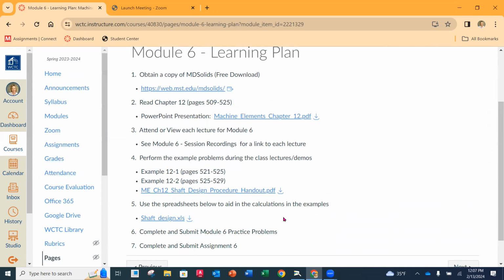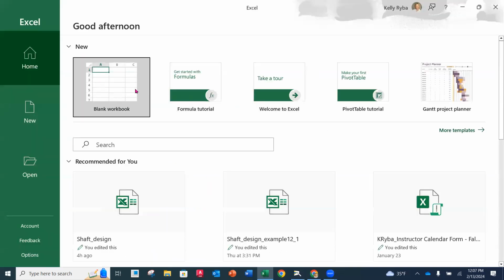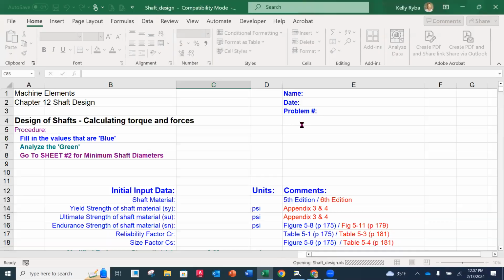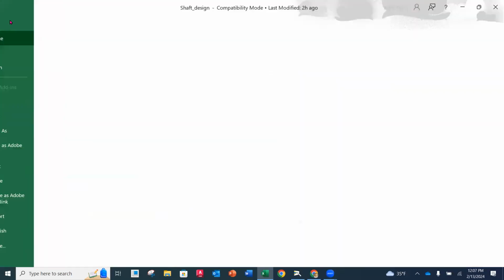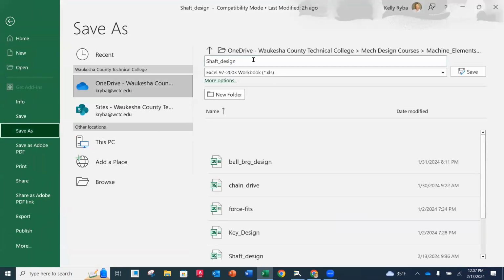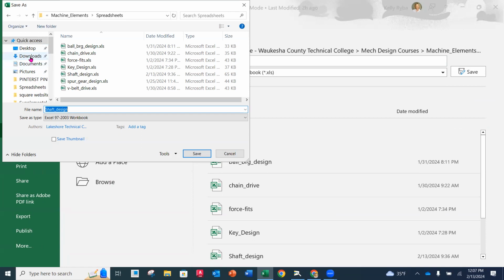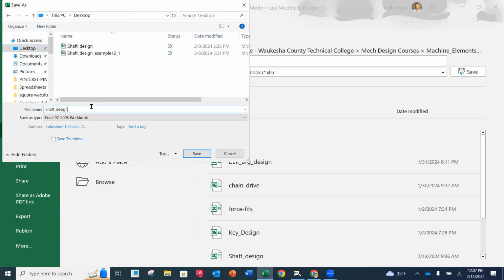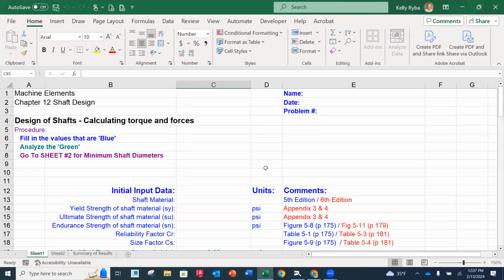Example number 2. I am going to start by pulling up the Excel spreadsheet, and I've got it right here. If you want to do that very same thing, I am going to Save As and browse. I put everything on my desktop, but you can put it wherever you need it to go. I'm going to call it shaft design 12_2. So this is our example 12.2. I'm just going to say save. That way I've got it set up, and I'm not going to go over the top of my master copy.